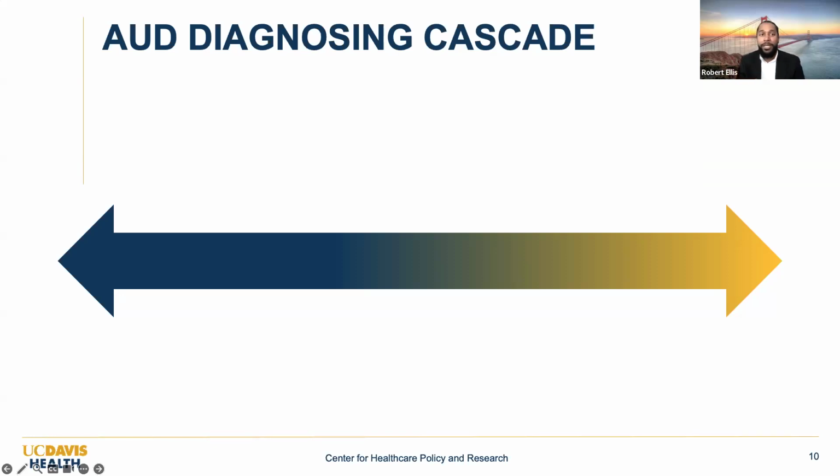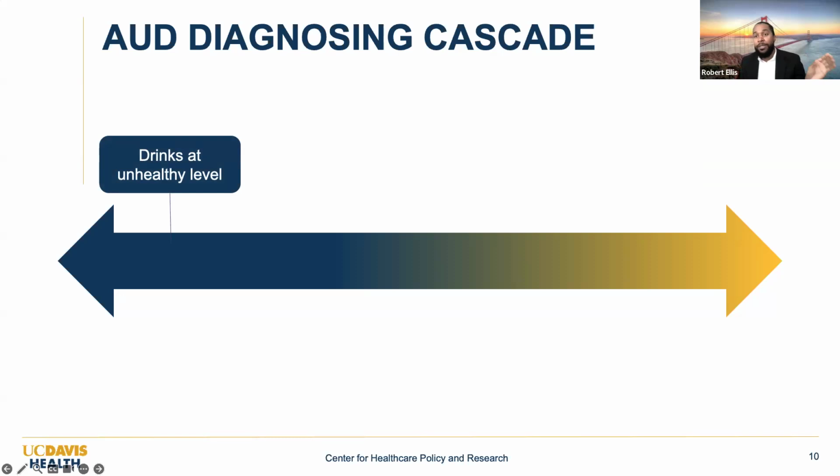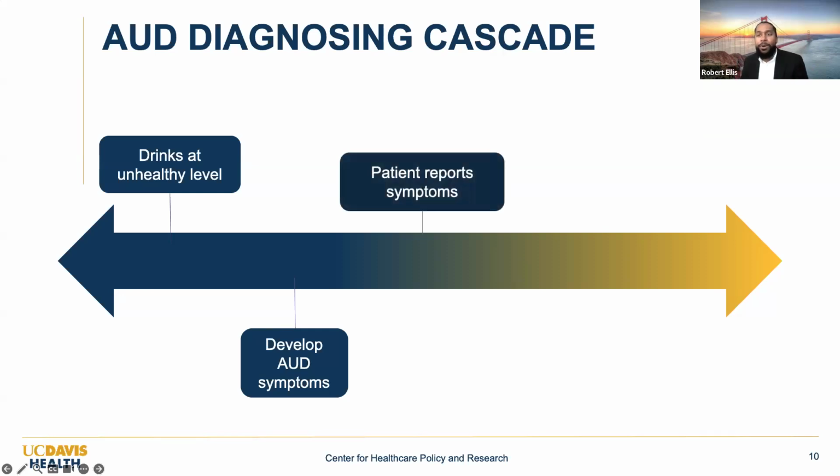And also in the clinical setting, the AUD diagnosing cascade is not necessarily as seamless as it may be in a survey mode, but because it's in a real world clinical setting, it happens on a diagnosing cascade. What that essentially means is, for example, at the lower end of this cascade, a person may drink at an unhealthy level. They may develop AUD symptoms, or they may not develop those symptoms. They may not report those symptoms for various reasons. Maybe they are experiencing racism inside of the healthcare system, or a host of other perceived stigma or environmental factors.